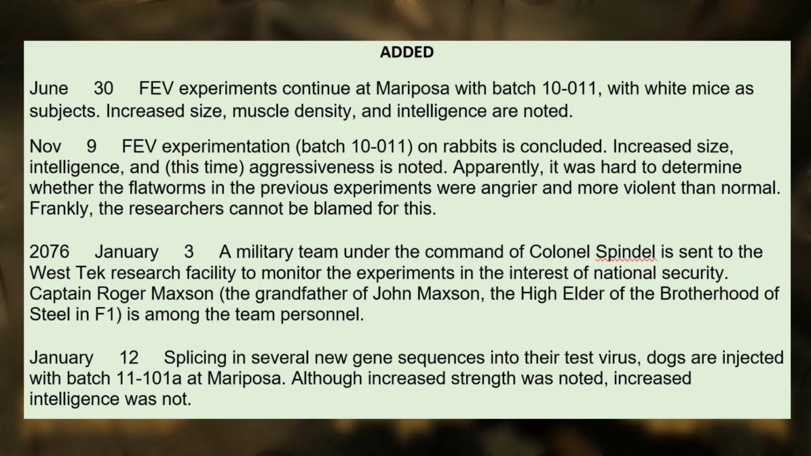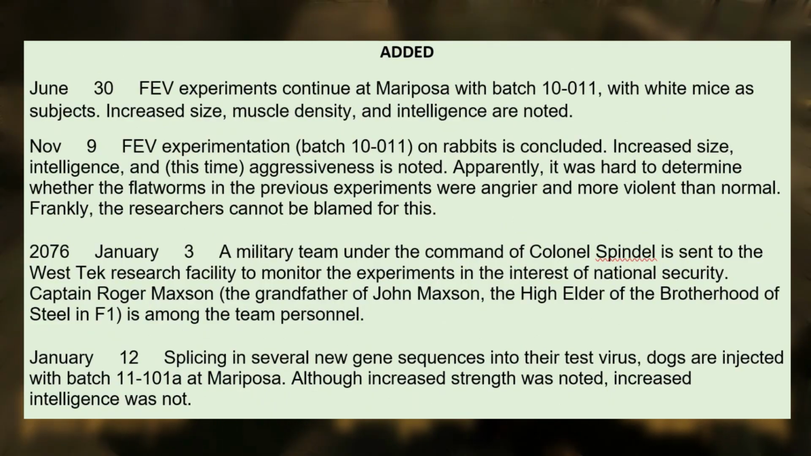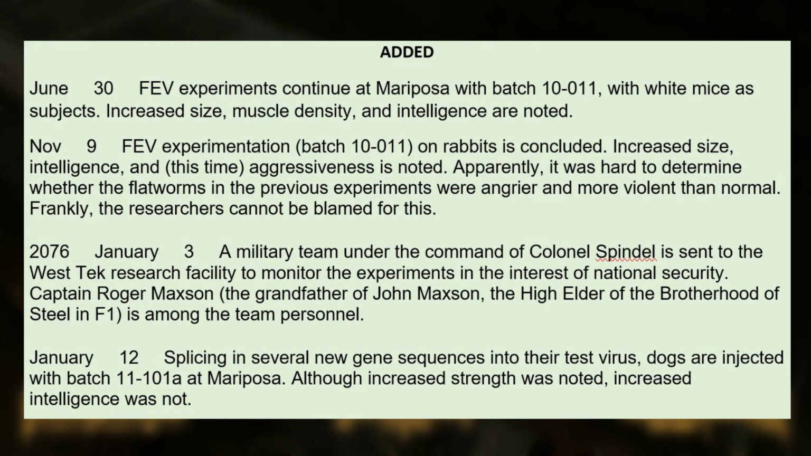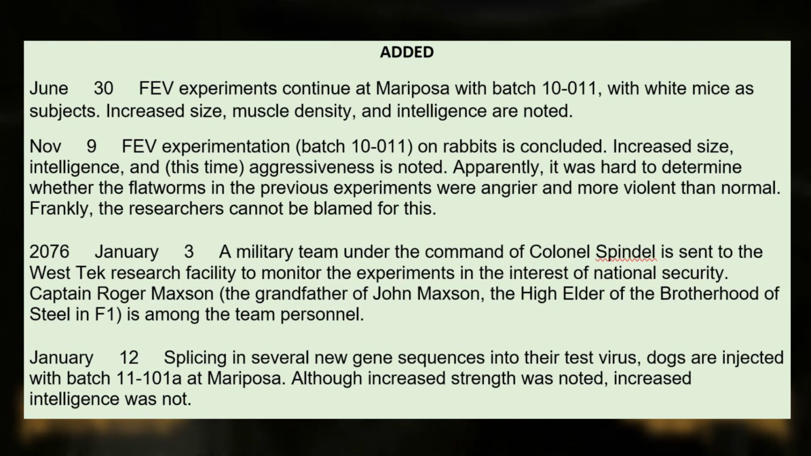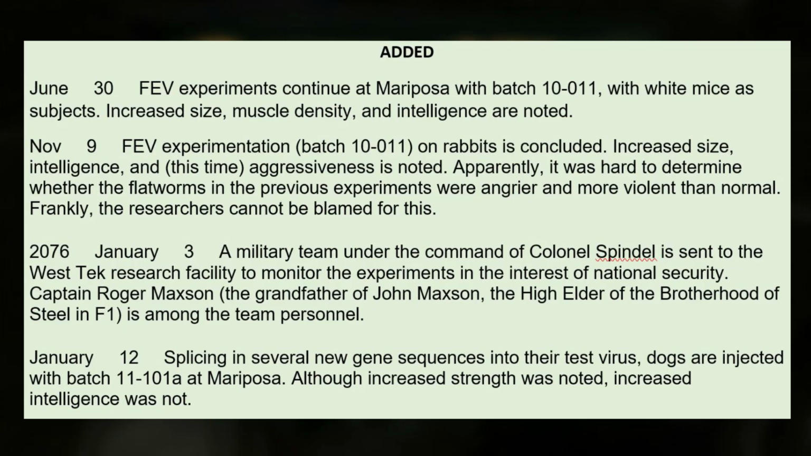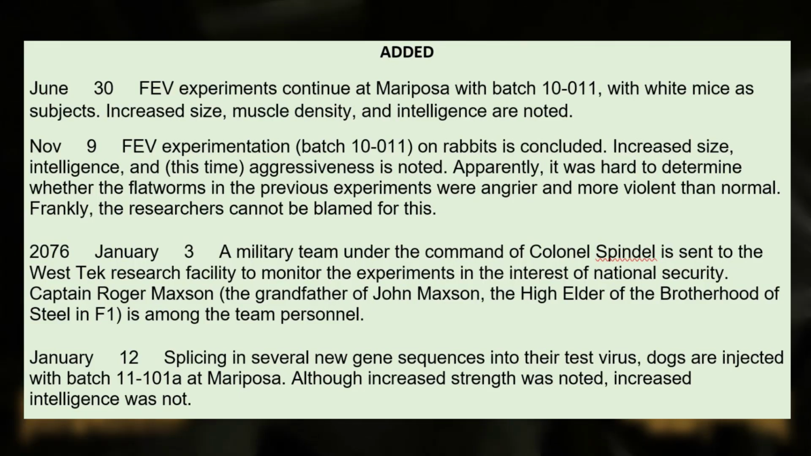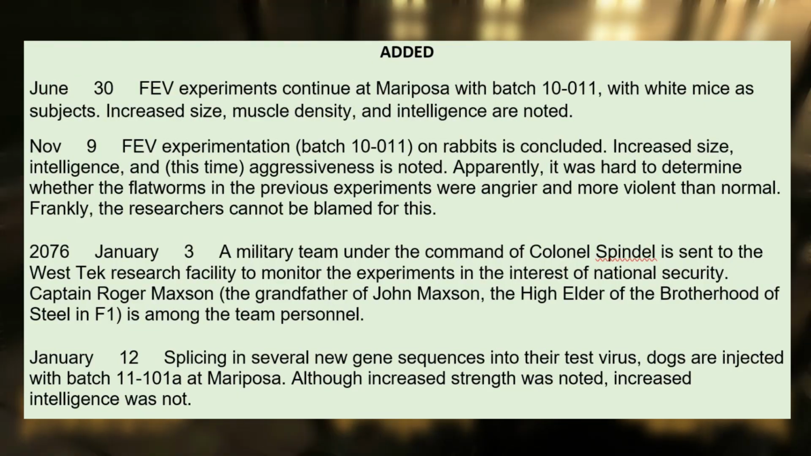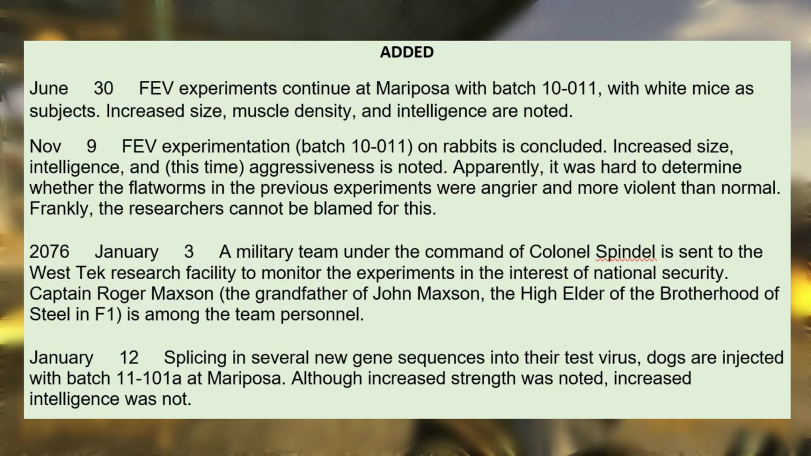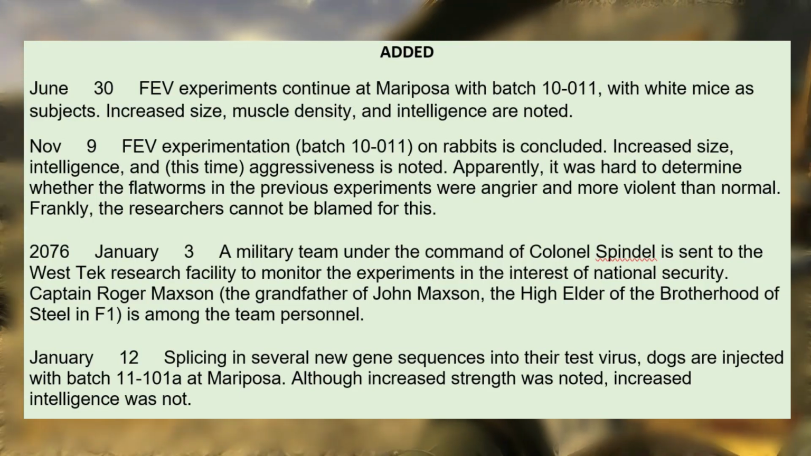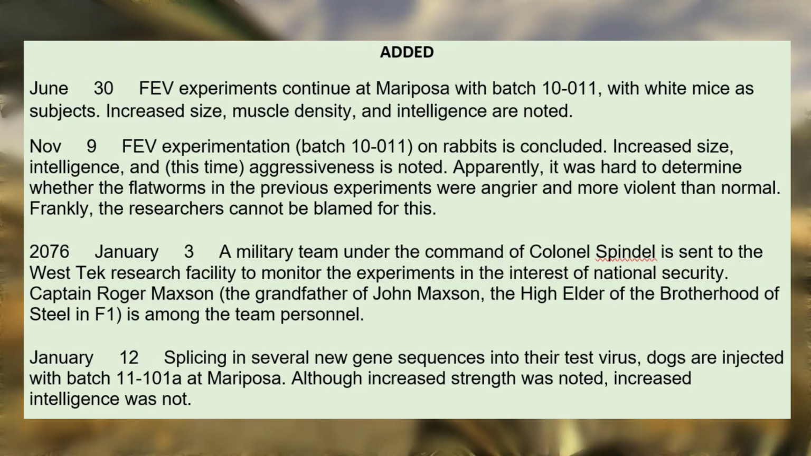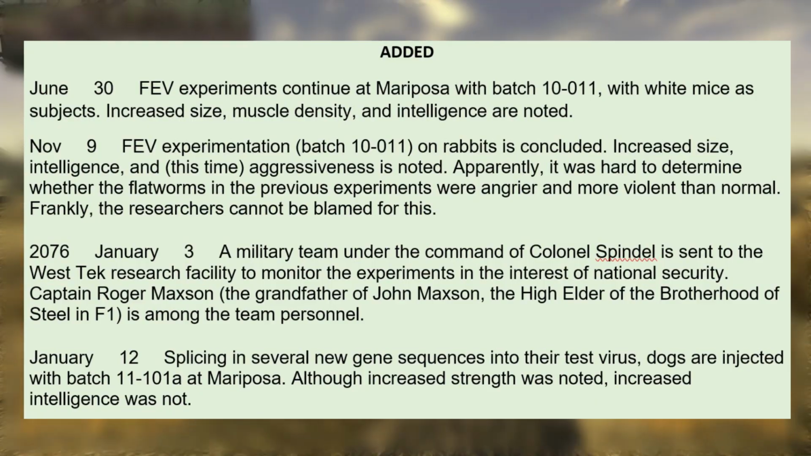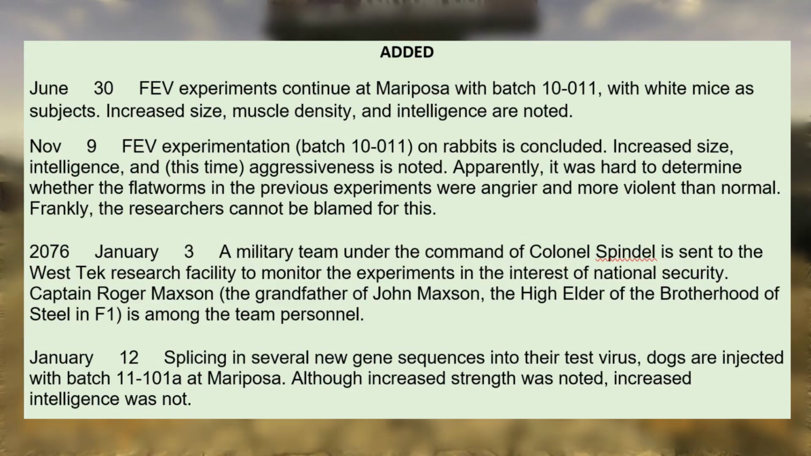In June, FEV experiments continue at Mariposa with batch 10-011, with white mice as subjects. Increased size, muscle density, and intelligence are noted. November, FEV experimentation, batch 10-011, on rabbits is concluded. Increased size, intelligence, and, this time, aggressiveness is noted. Apparently, it was too hard to determine whether the flatworms in the previous experiments were angrier and more violent than normal. Frankly, the researchers cannot be blamed for this.